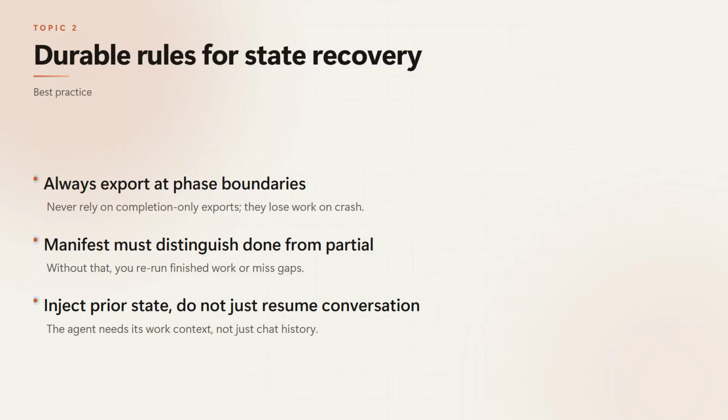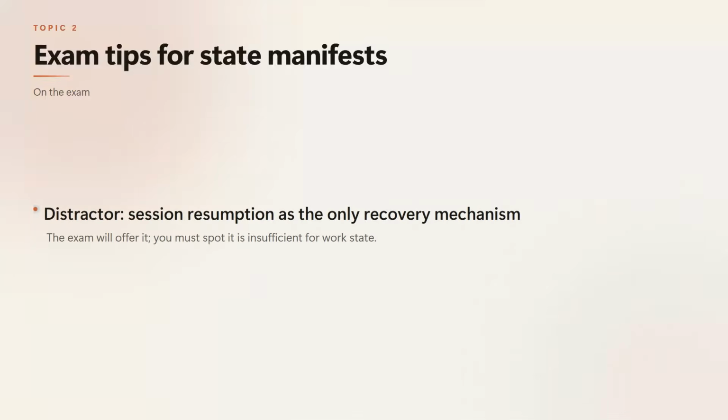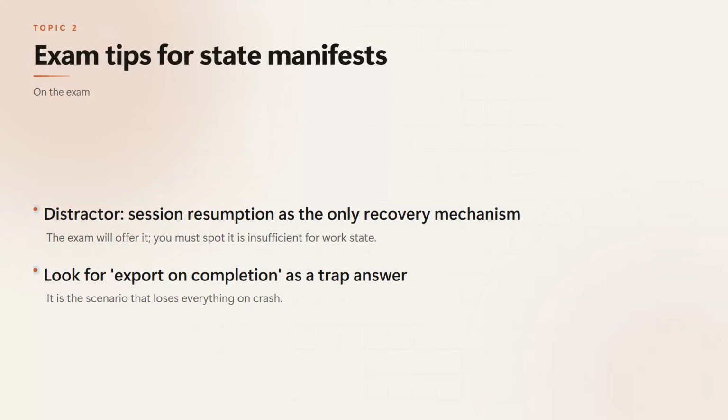Without that granularity, you either rerun finished work or leave gaps. And on resume, inject the prior state into the agent prompt. Do not rely on session resumption alone, because the conversation may be intact while the work state is unrecorded. Rejecting a design that exports only on completion is not about trivia, it is about preventing the exact failure the scenario describes. On the exam, the most common distractor is offering session resumption as the sole recovery mechanism.